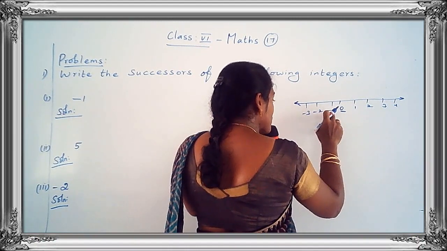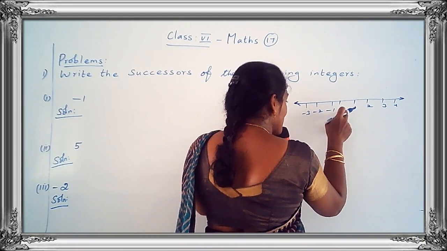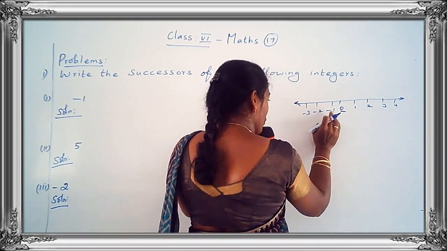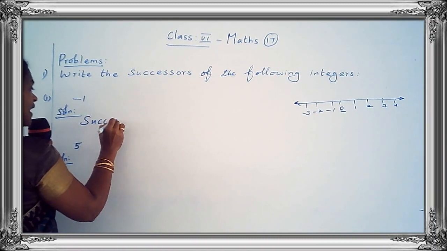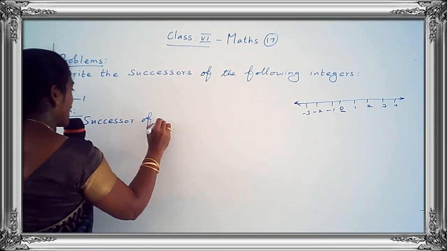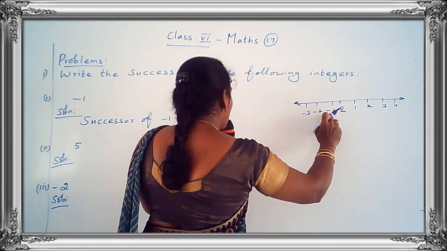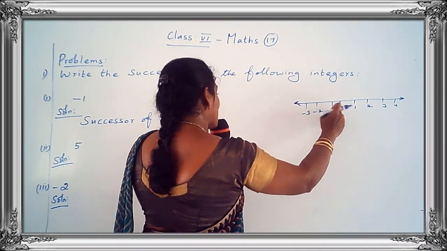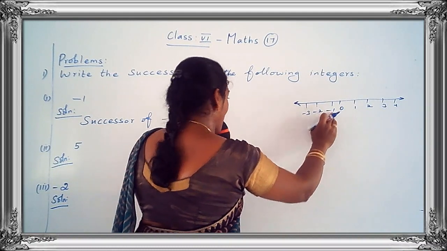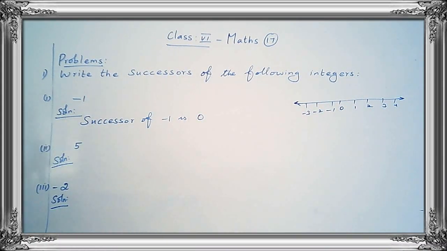-1க்கும் right sideல என்ன இருக்கு? 0. So that's why 0 is the successor of minus 1. Okay. So the successor of minus 1 is 0. Okay. 0 lies on the right side of minus 1. So that's why 0 is the successor of minus 1. Okay, children. Clear? Yes. Now you come to the next question.